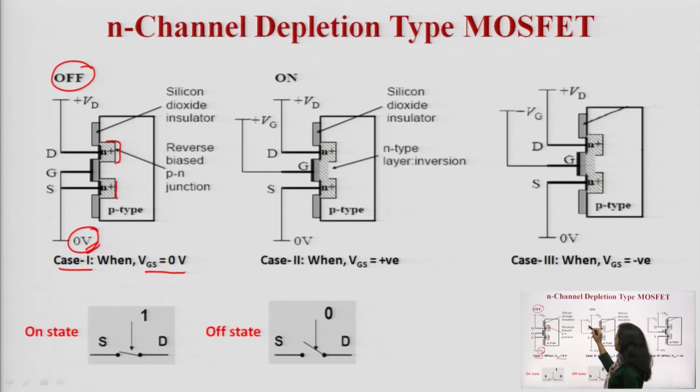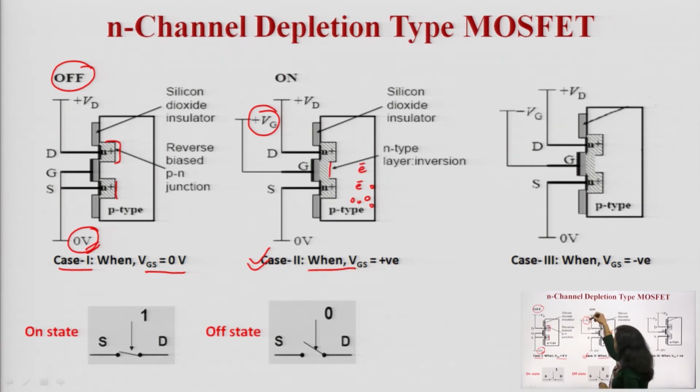But if you apply positive VGS, positive gate voltage, second case, positive gate voltage. See, VGS is 0, right? You have applied positive gate voltage. What is happening? Because of diffusion, channel is created. You can see this particular channel. This is a p-type substrate. In p-type substrate, the majority charge carriers are holes, and minority charge carriers are electrons over here, right?